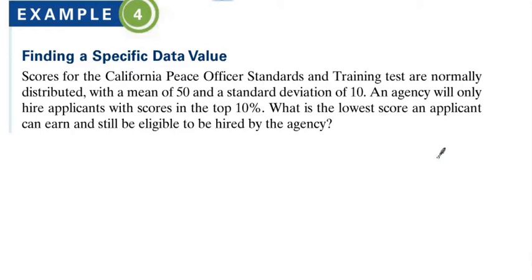Alright, so we have another problem that involves changing into some kind of value here. Okay, so in this case it says scores for the California Peace Officer test are normally distributed. The mean is 50, so mu is 50, and the deviation is 10.